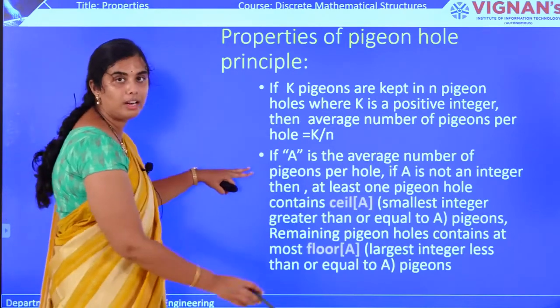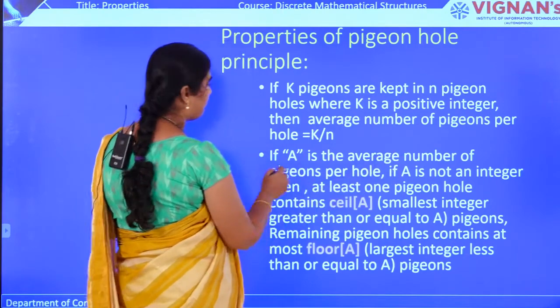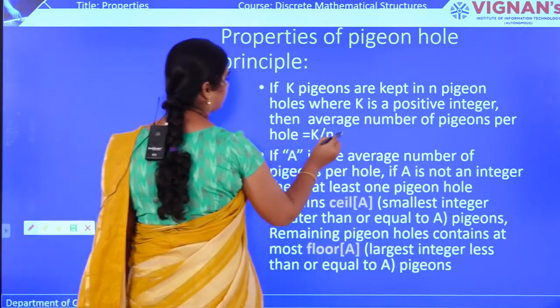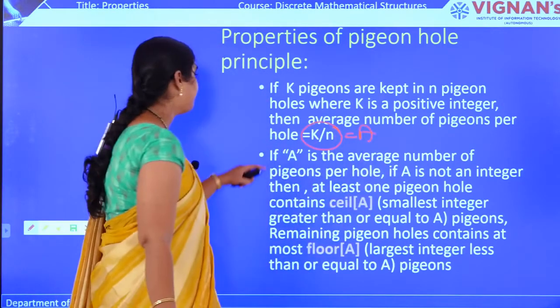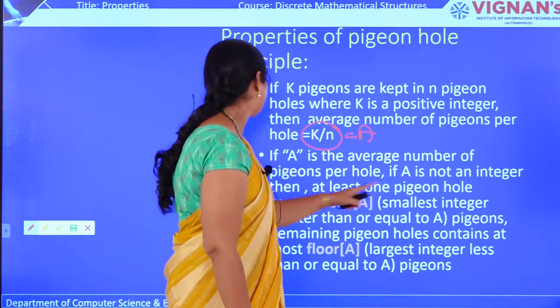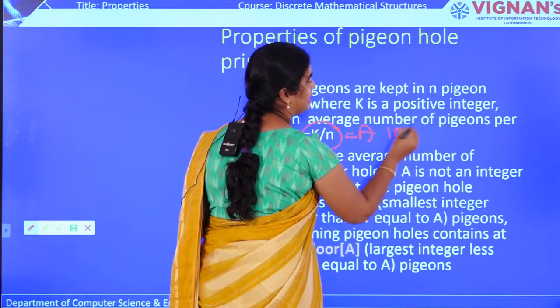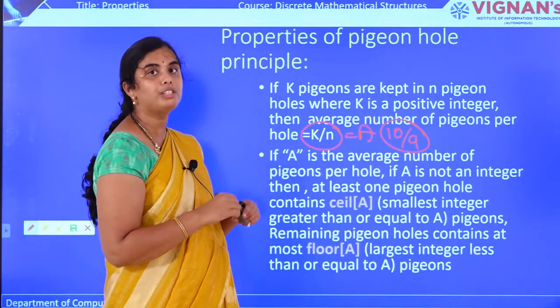This can be understood in more detail in this definition. If A is the average number of pigeons per hole, let us take this as A. If A is not an integer, suppose I have shown you 10 by 9, is 10 by 9 an integer? No, right? Then in that case, how to distribute?